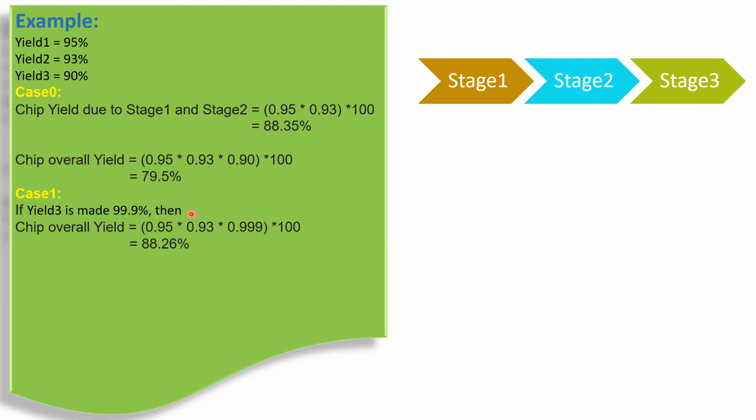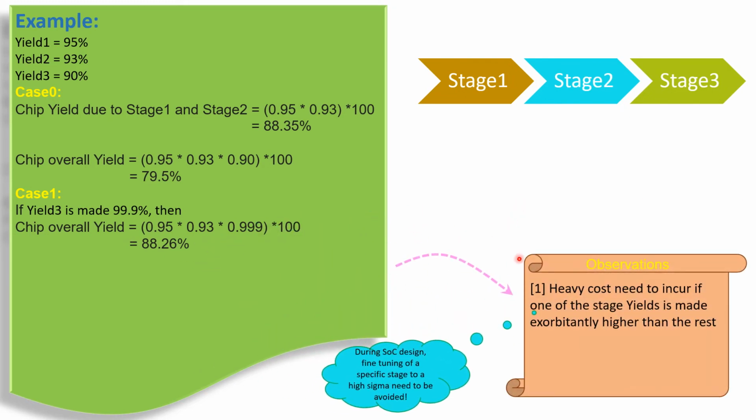in case 1, if yield 3 is made 99.9% good, then chip overall yield becomes 88.26%. If you observe, heavy cost needs to be incurred if one of the stage yields is made exorbitantly higher than the rest. Here yield 3 is made very high compared to yield 1 and yield 2. That means we are refining yield 3 to a higher extent. That means the sigma we are employing during the SoC design stage is very high. So we are getting very high yield.